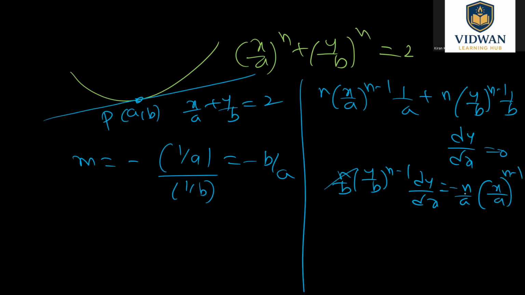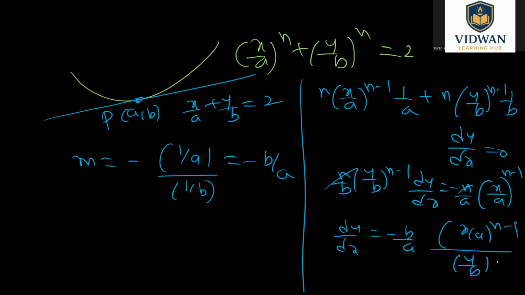This n cancels out. So dy by dx equal to minus of, we have this b multiplied, so it will become b by a into x by a power n minus 1 divided by y by b power n minus 1. And you need the tangent slope at which point? At (a, b). So if I write the derivative at (a, b), you have to put x as a and y as b here. And that would be minus b by a into. So when you put x as a, this would become 1 power n minus 1, which is 1. This will be 1 power n minus 1, that is also 1. So everything will become 1 here. So the slope is minus b by a.